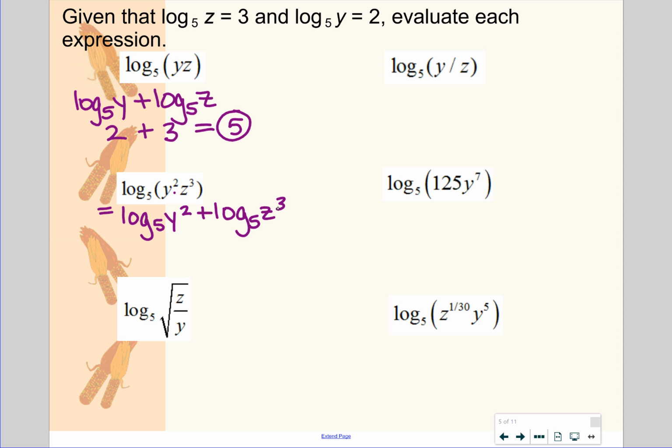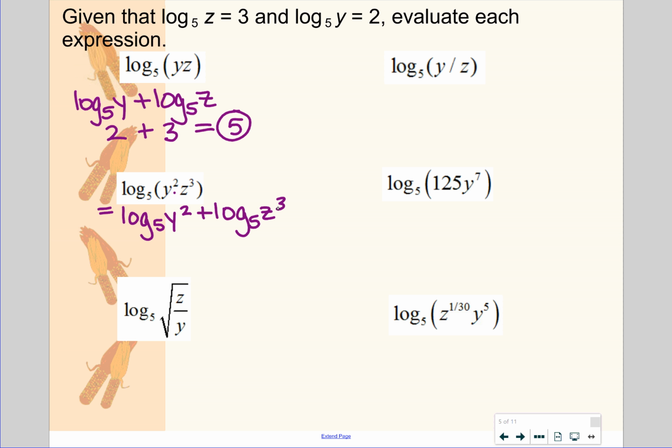Now, if I had a power outside of this parentheses, I could absolutely bring it down. But if the power is inside of parentheses, you need to separate them from each other first because they're going to have their own logs when we bring them down. Second, I'm not expanded completely because I have those powers. I must bring them down.